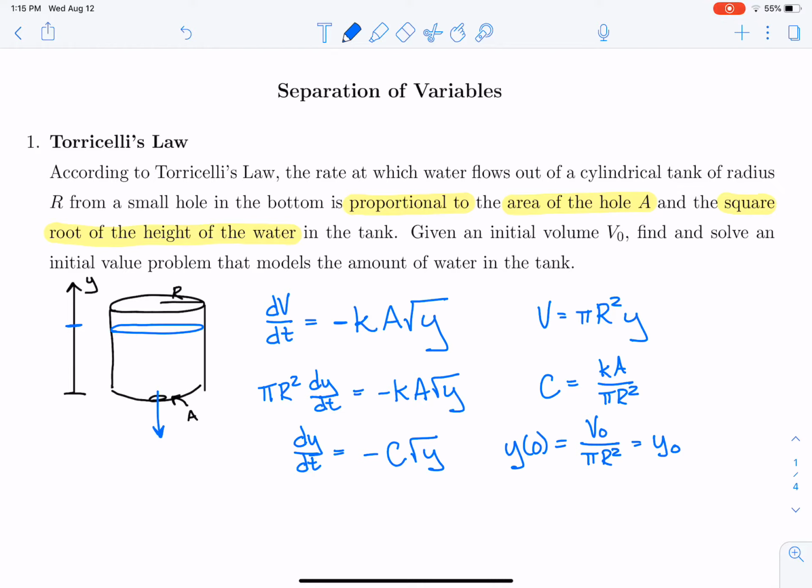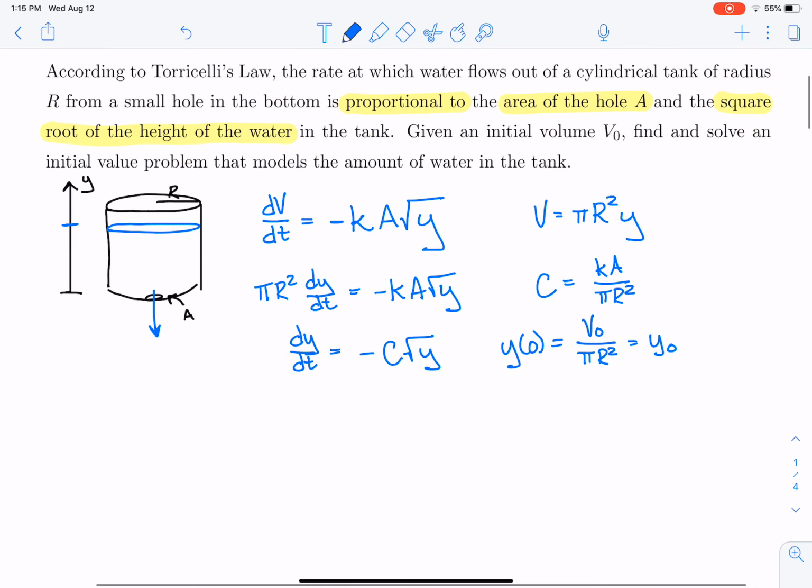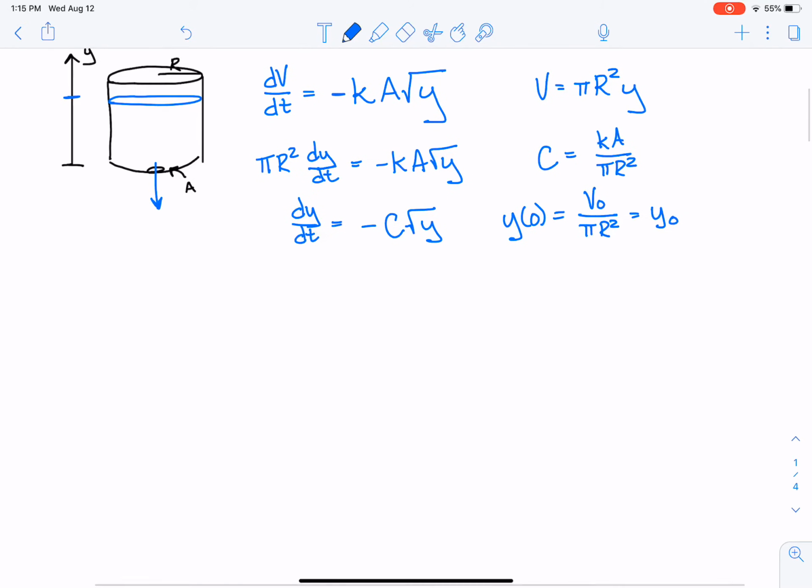Now, this is a nonlinear equation because of the square root of y. There's not a linear operation that's being done to y. So that's going to require us to use a different technique. This technique is going to be called separation of variables. I'm going to run through the technique first, and then I'll talk a little bit about why it works.